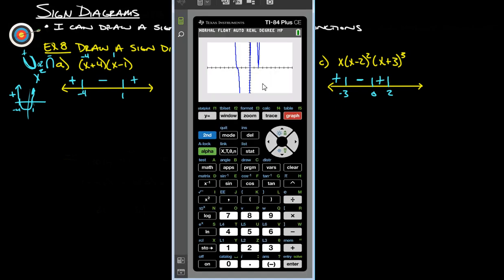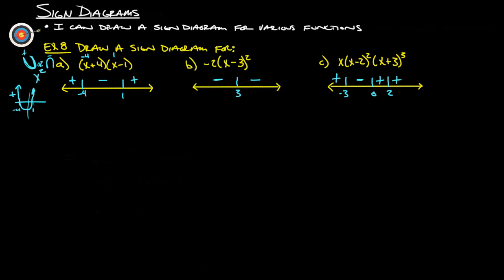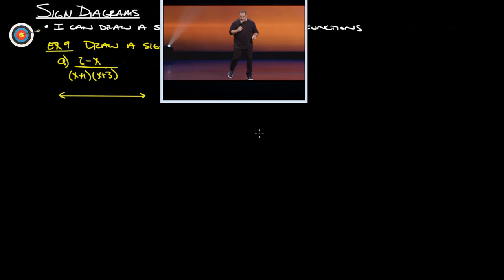And then when it is after 2, it's still positive. So that would be our sign diagram for that. Okay? Okay, we got one more example, but before we do that, let's take a little comedy break.